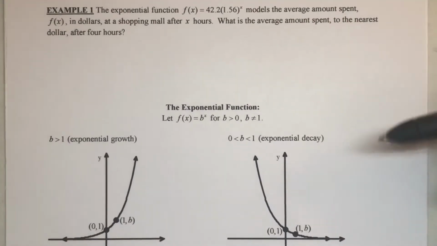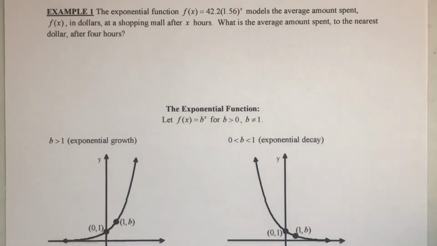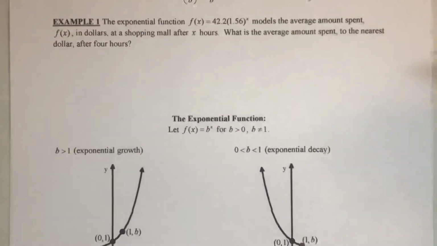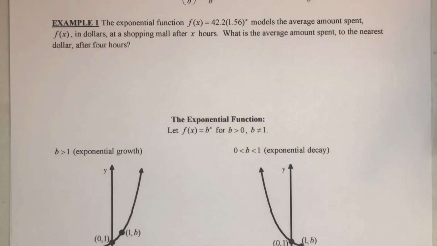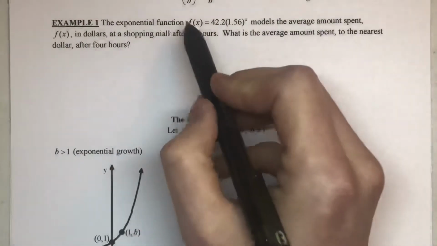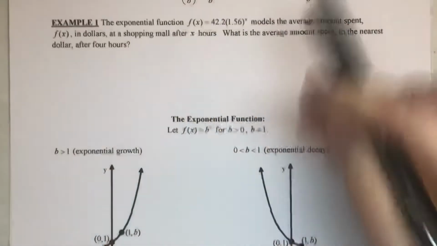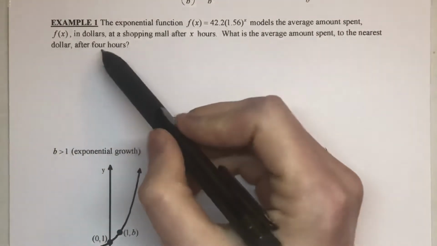It's the chapter. So for our first example, just really, if nothing else, to introduce this idea even to the point of how to find it on our calculator, because at times we will need to potentially approximate values here. Doesn't happen often, but in an example like this, we've got the scenario that this function f of x = 42.2 times 1.56 raised to the x models the average amount spent. So f of x is representing dollars when you've been at a shopping mall for x hours. So x represents the time that you've been at the mall. So the question is, what is the average amount spent to the nearest dollar after 4 hours?